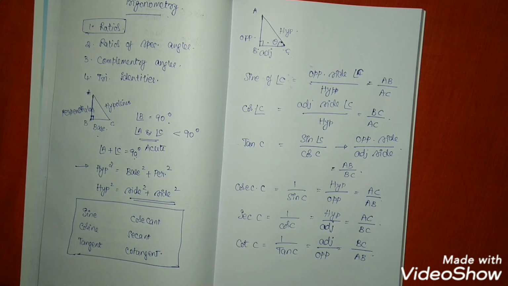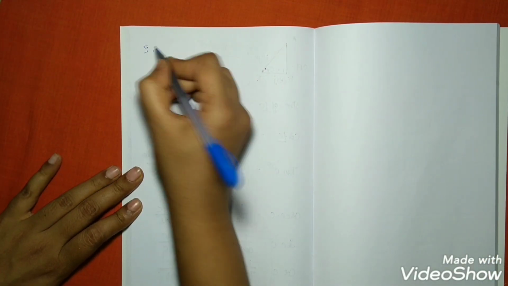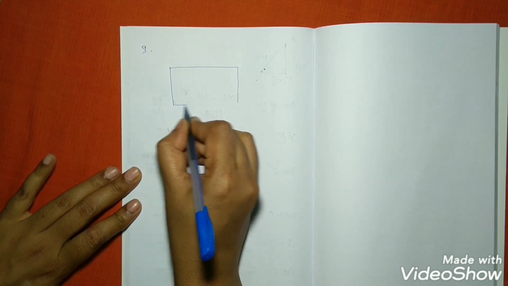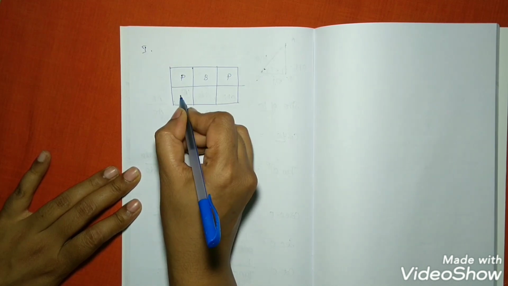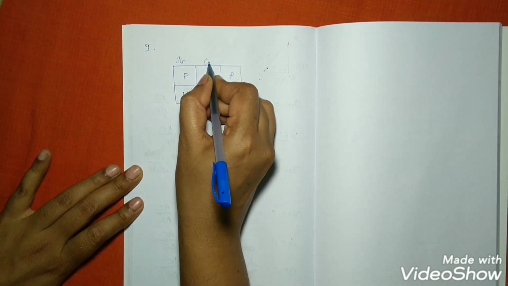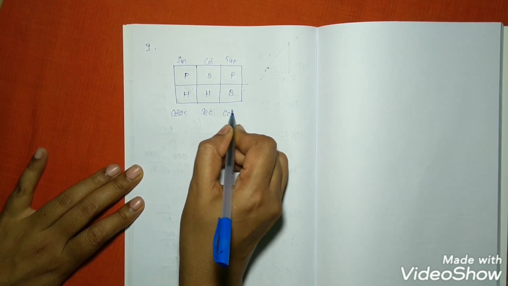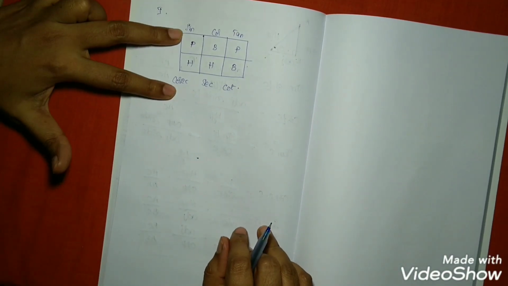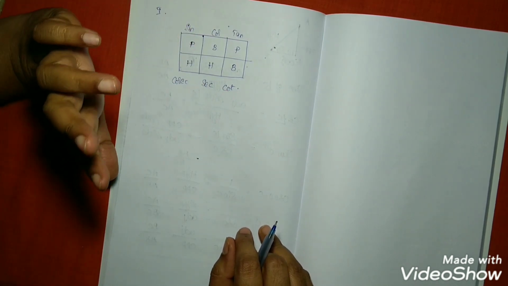Now I will explain two methods to remember the trigonometric ratios in a simple way. The first method is like this. Hypotenuse, base, I am writing. So this is sine, cos, tan and cosecant, secant, cot. So here sine and cosecant are reciprocal to each other, cos and secant are reciprocal to each other, tan and cot are reciprocal to each other.